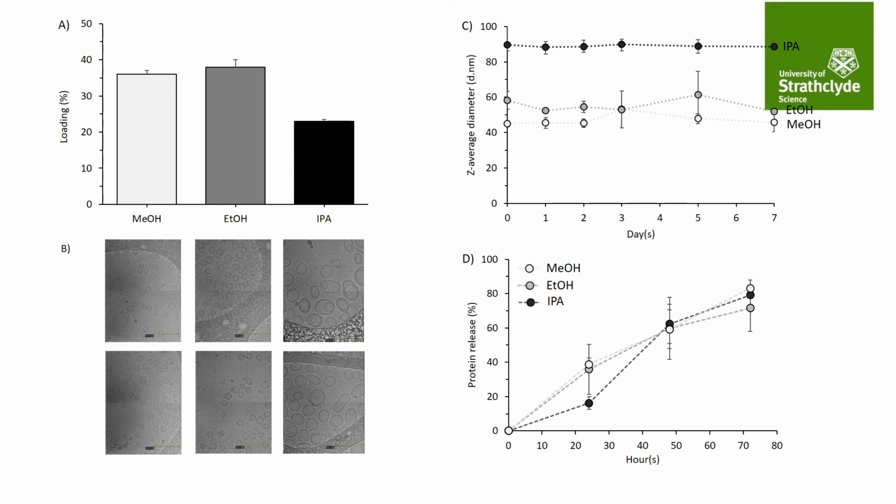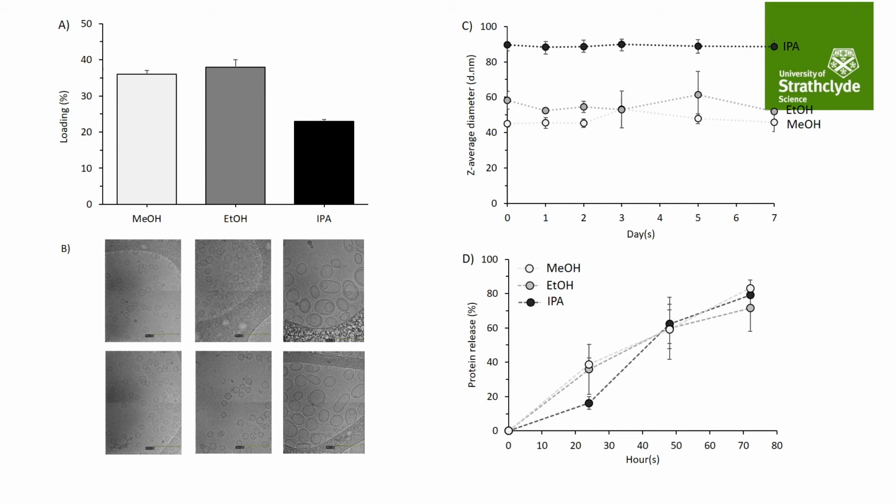From figure 10a, we don't see any benefit at all or any significant difference in preparing the liposomes in either methanol or ethanol. However, protein loading was significantly reduced when formulating the liposomes in IPA when this was used within the manufacturing process.